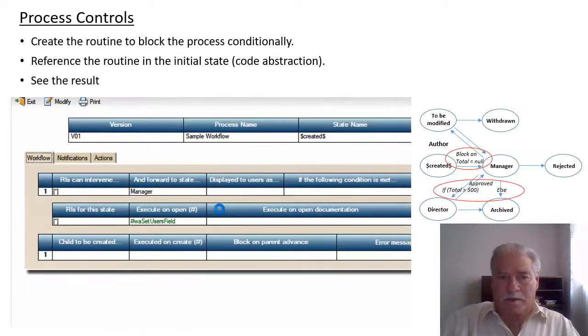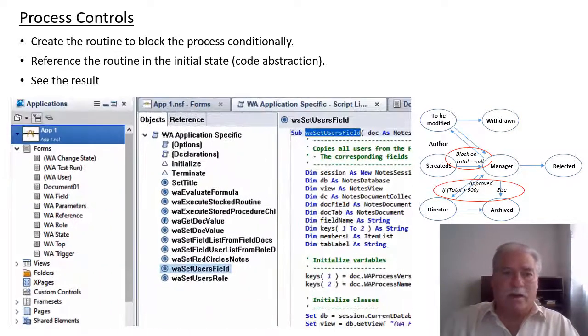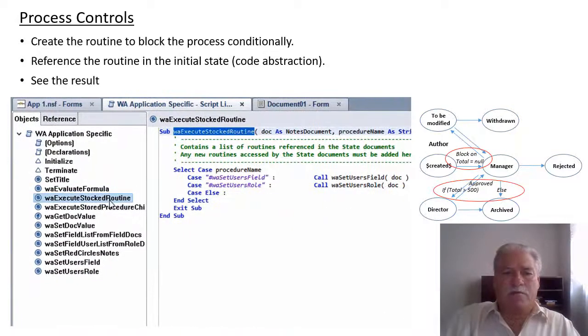So just to show you an example that we did in the last video, you can see here this is the routine that was called onOpen, using code abstraction to actually load the names into the document. So that's the routine. And here's the connection between the text in the state document and the actual routine call.